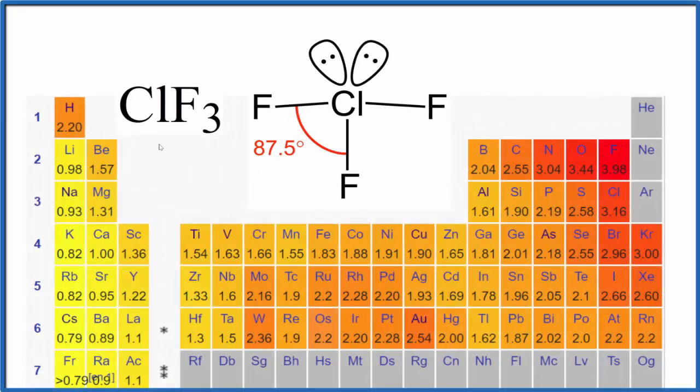In this video, we'll look at whether ClF3 is a polar or a nonpolar molecule. So we'll start with the Lewis structure here, and you'll note we have three of these fluorine atoms bonded to this central chlorine, and then we have these two lone pairs up here.